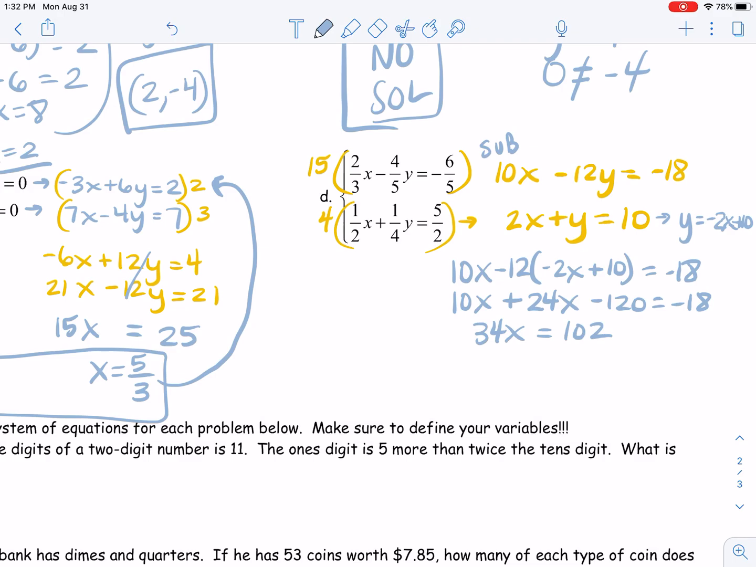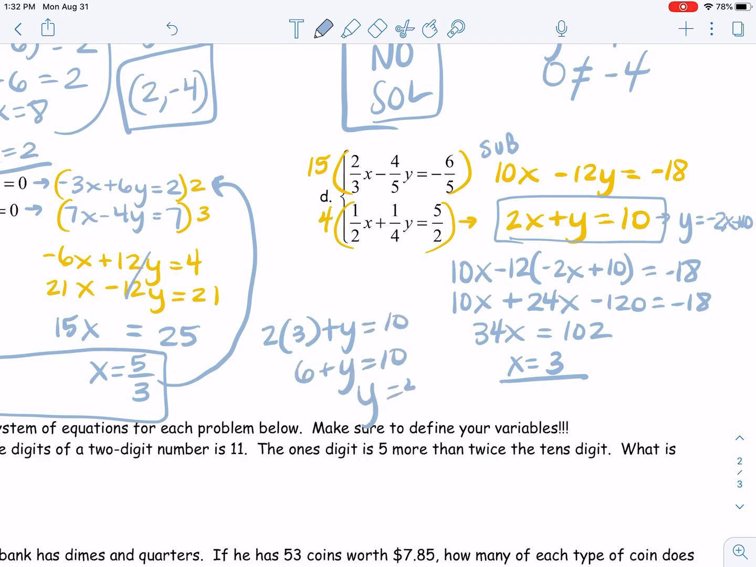102 divided by 34 is going to give us 3. I should have known that, but it is Monday as I'm recording this. Okay, so if x is 3, then I can plug it back in. I'm going to plug it into this right here. So that would be 2 times 3 plus y equals 10. That's 6 plus y equals 10, which means y is 4. So my solution is 3 comma 4.